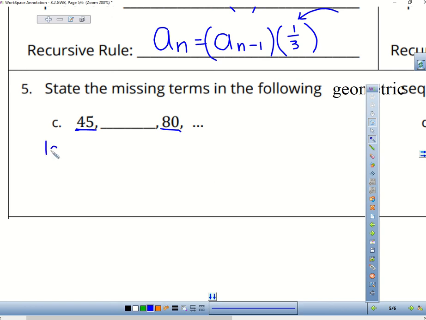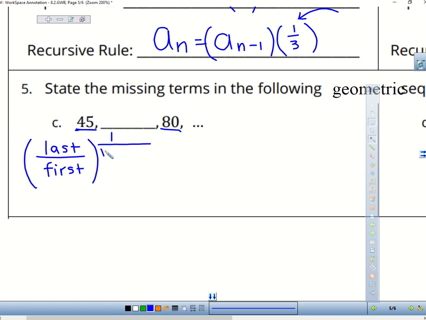You take the last divided by the first, because we're reversing multiplication here. And then you put this to the power of 1 over the number of spaces plus 1. Okay? That's the formula for R. Similar to the D, but it's a little different because it's division. So let's go ahead and try it out.